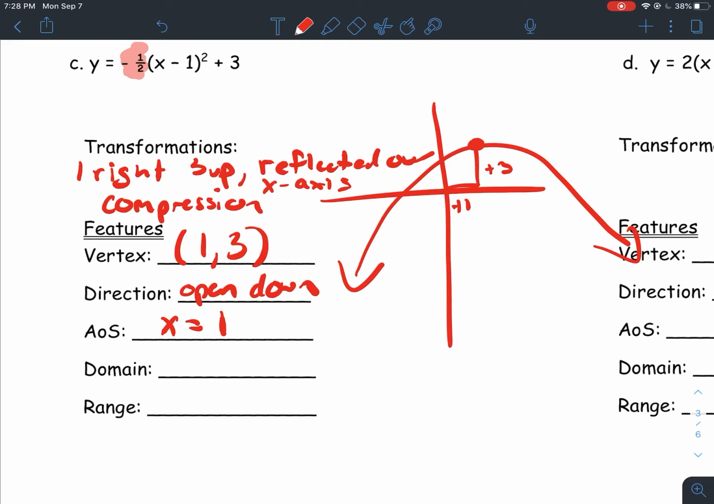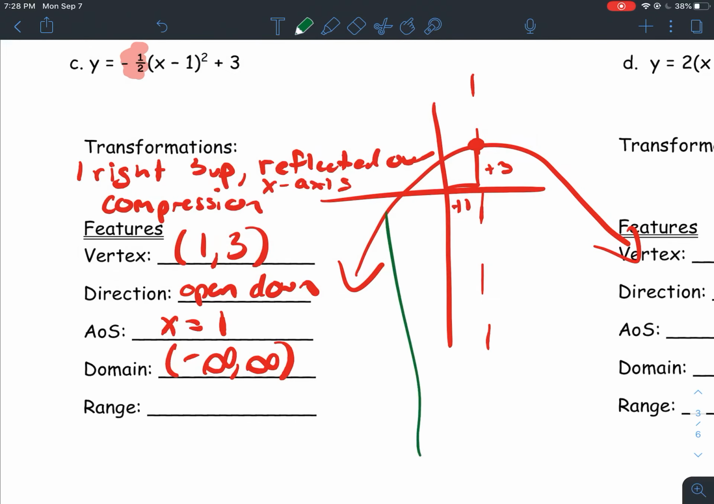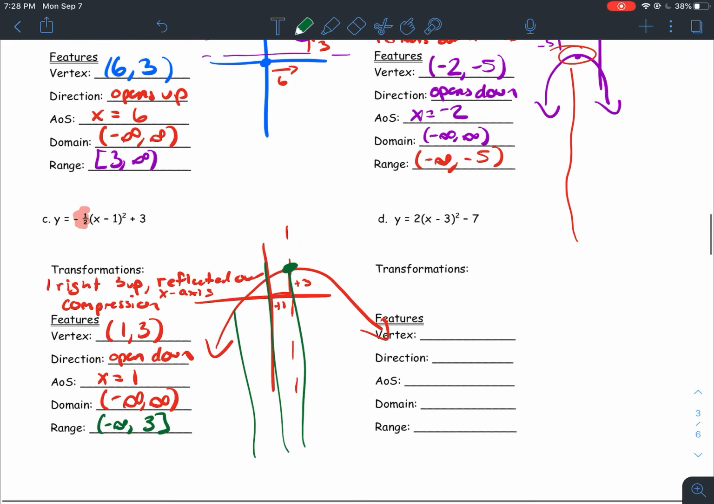Then they said, what is the axis of symmetry? It's just going to be x equals 1. That's that guy there. What's our domain? Negative infinity to positive infinity. And then if we're looking at our y values, our y values are all going to be lower than this guy here. Okay, that's a maximum. So we're going to start at negative infinity, and our highest value is going to be 3.